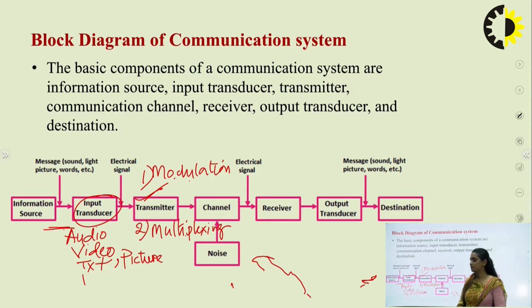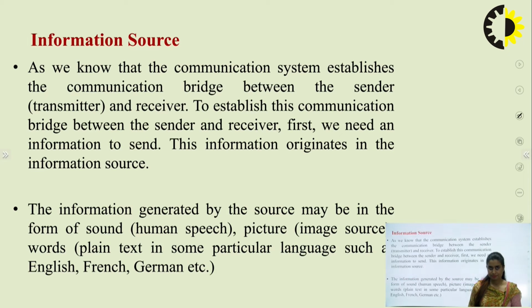Then after passing through the channel, it reaches the other end, the receiver. The electrical signal is received. Now again we need an output transducer that will convert your signal back from electrical form to audio form, because in the initial example I have considered an audio signal. The output transducer then provides it in the desirable form, which is your message, sound, light, picture, words, etc. It is provided to the destination.